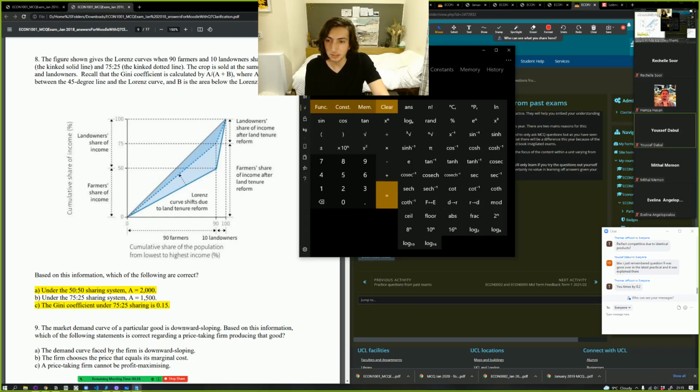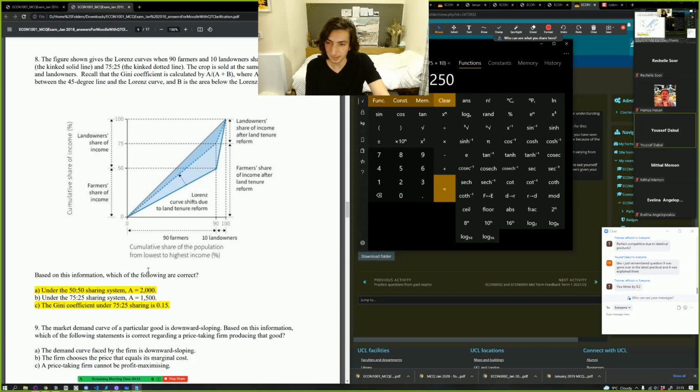Okay. So the Gini coefficient under the sharing system would therefore be, so we're going to do this. This is B. So 5,000 minus B, which I believe was that, is 750. So 750 over 5,000, we get 0.15. So that's the Gini coefficient under sharing. So that's how we sort of get it.